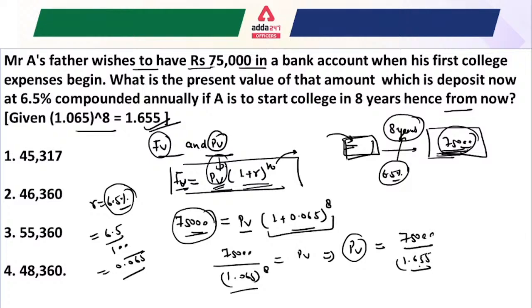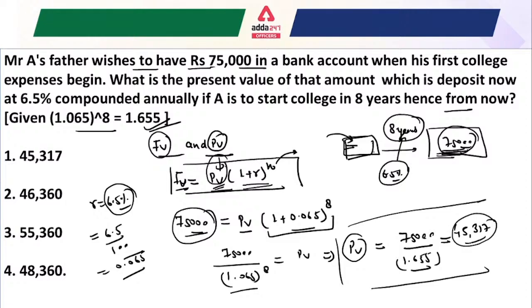gives the value 1.6555. Okay, so when you solve it, tell me what the answer will be. Your answer would be 45,317 rupees. So your answer is the first option. I hope it is now clear for everyone.